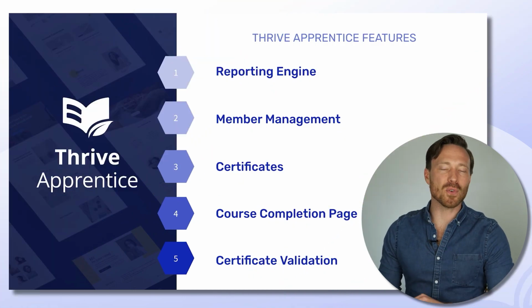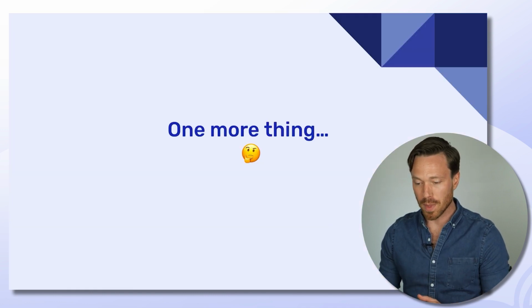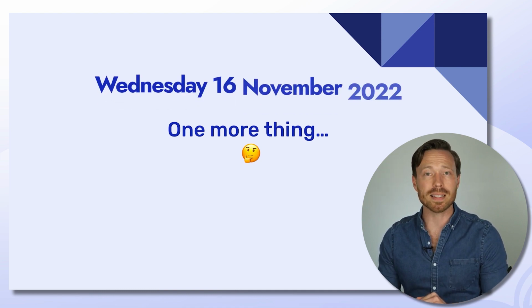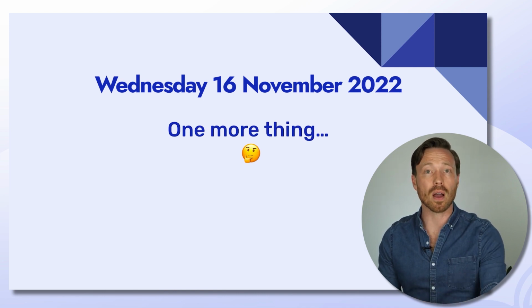So that's the 5 new features that we have in Thrive Apprentice. We have the reporting engine, member management, certificates, course completion page, and certificate validation. These 5 new features go live in Thrive Apprentice version 5.0, which we are releasing on Wednesday, the 16th of November, 2022. If you're using Thrive Apprentice already, then check your website on Wednesday and refresh your plugins and you should see a new update available.